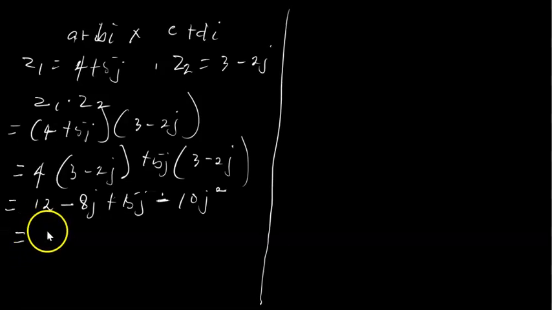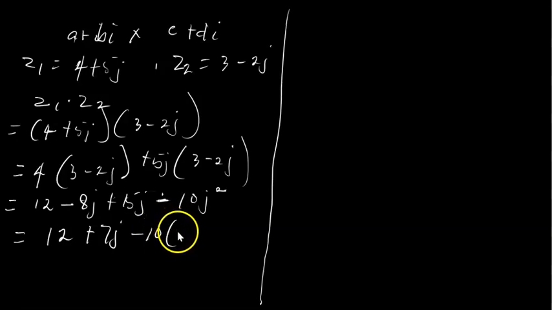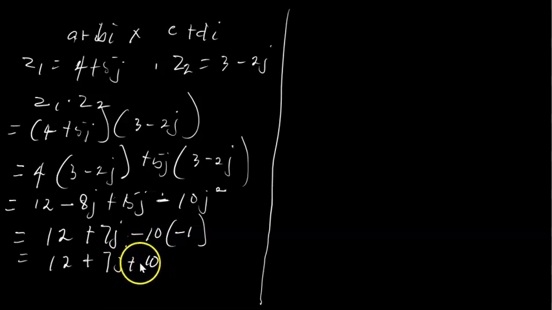Now, this is the same thing as 12 minus 8j plus 15j, that's plus 7j. And I have minus 10j squared. Remember, we said j squared is minus 1. So this equals 12 plus 7j minus 10 times minus 1, that's plus 10. So my final answer will be 22 plus 7j.